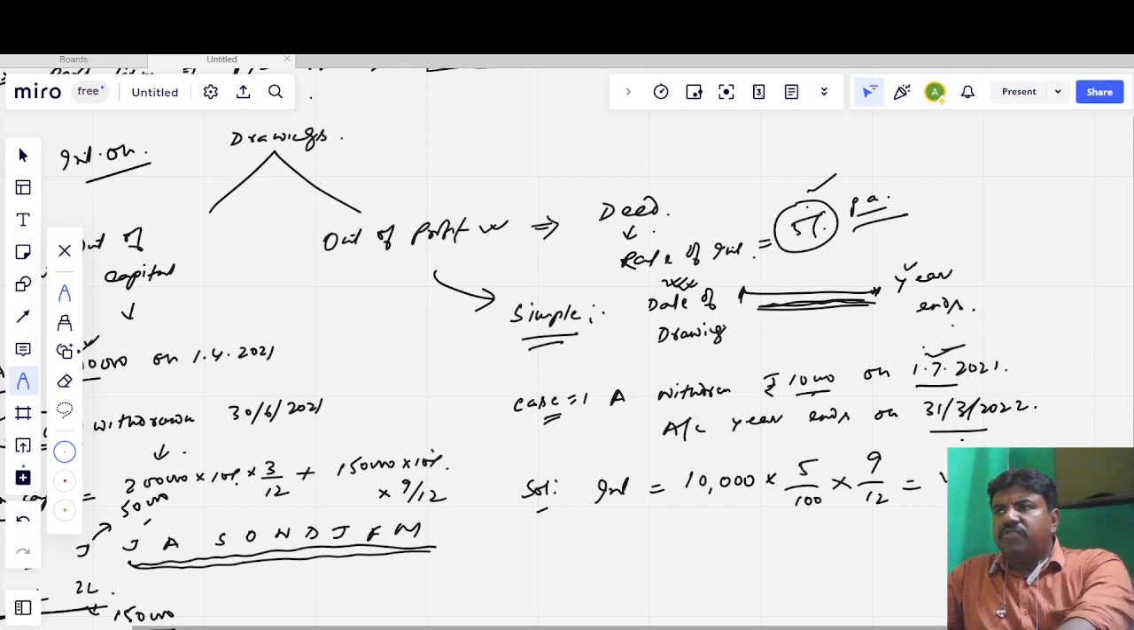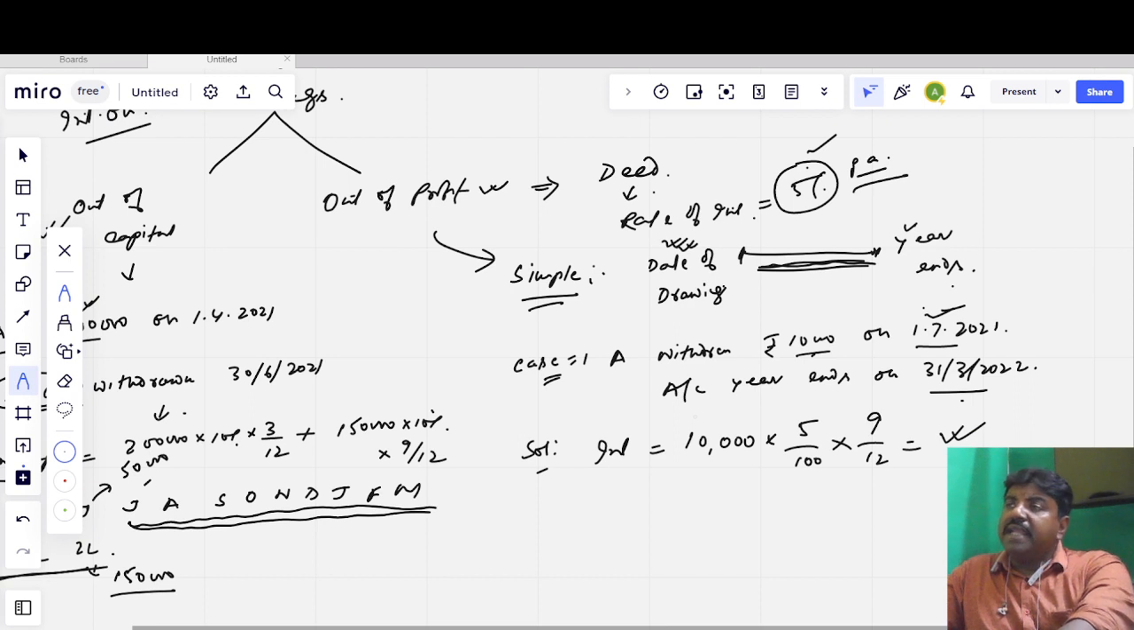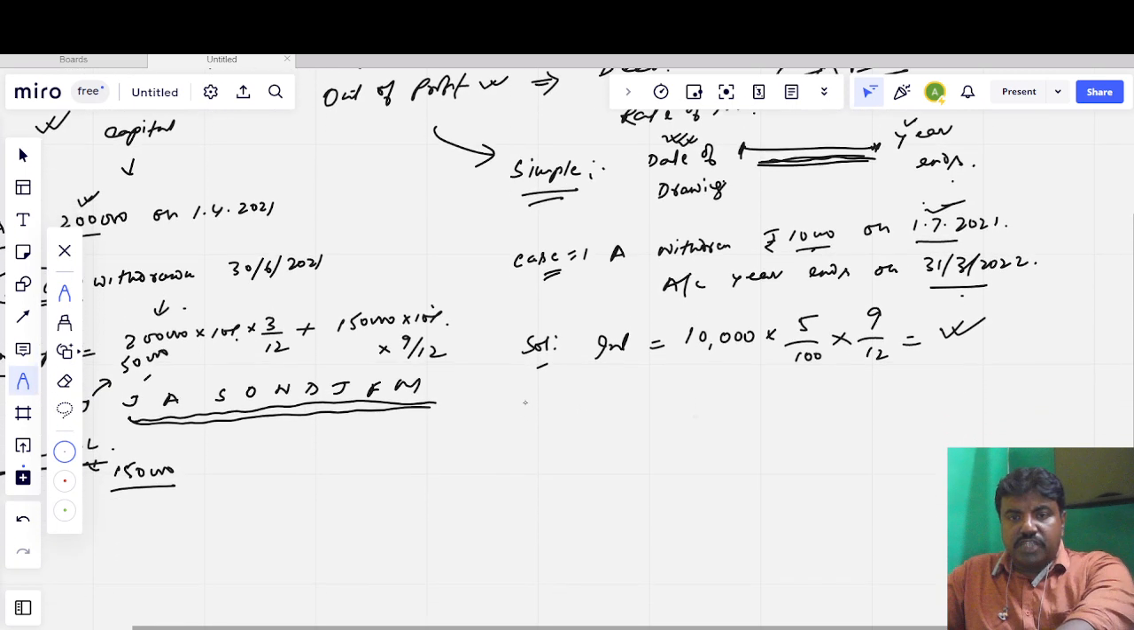Now, this is the simple way of calculating interest, and this formula can solve any type of drawings pattern. That means whatever be the way of drawings from the business, the simple method is sufficient, but sometimes it takes much time. In that case, we have to depend on some other methods, some shortcut ways to calculate the interest. I'm just taking an example for better understanding.